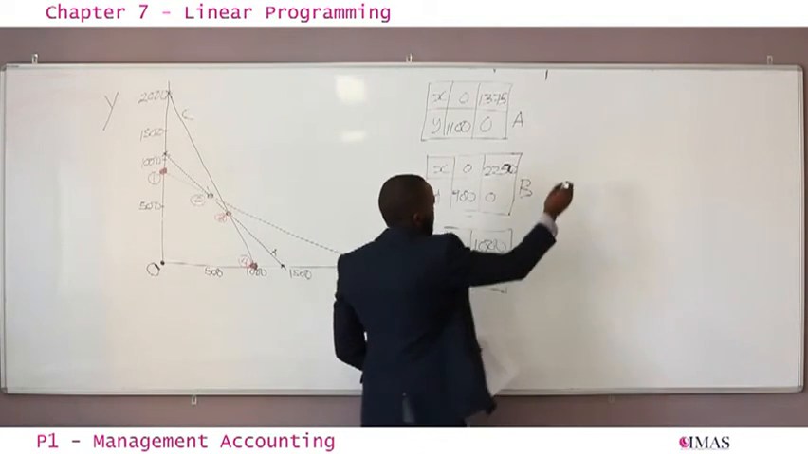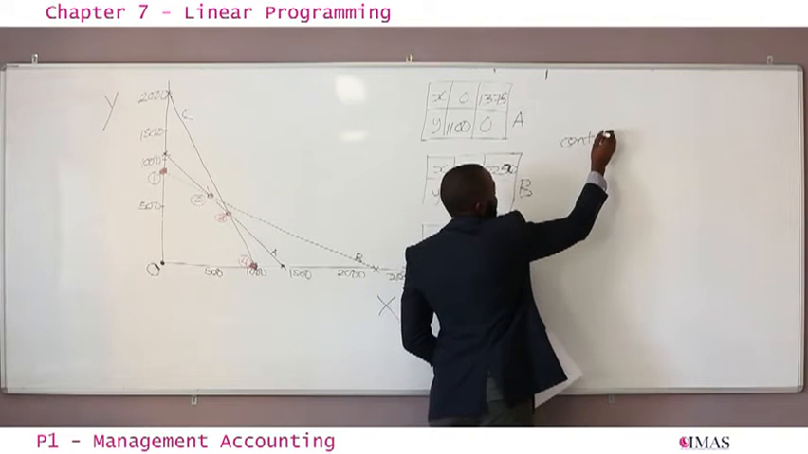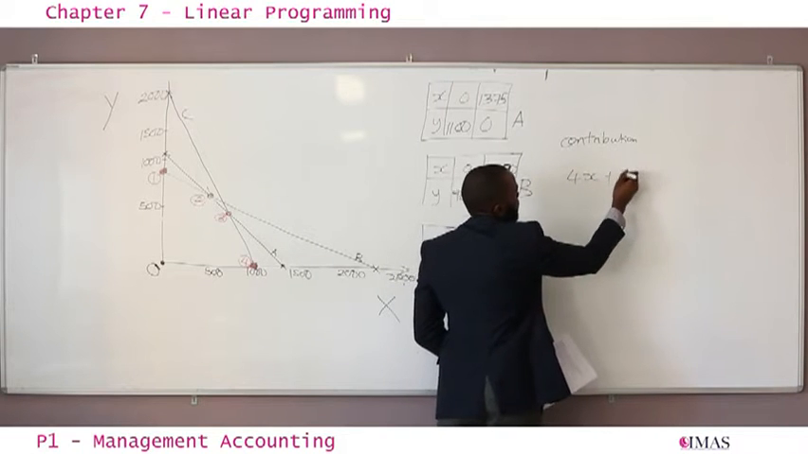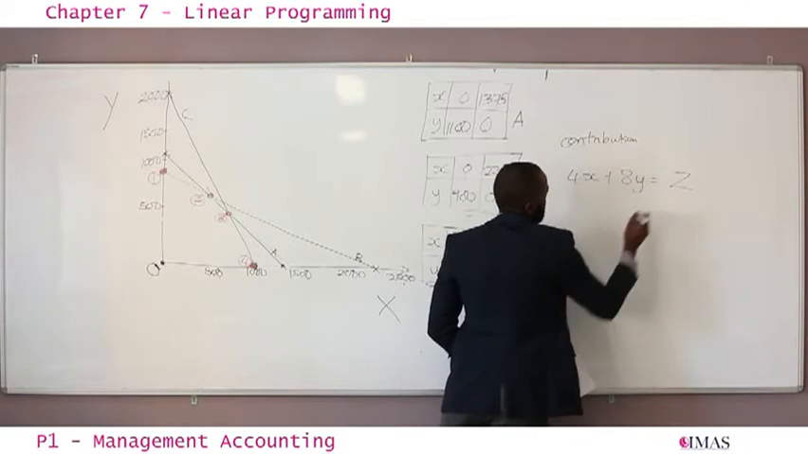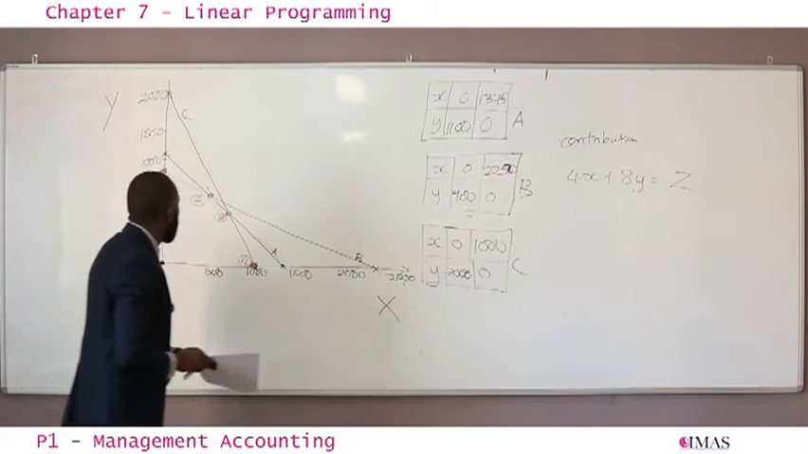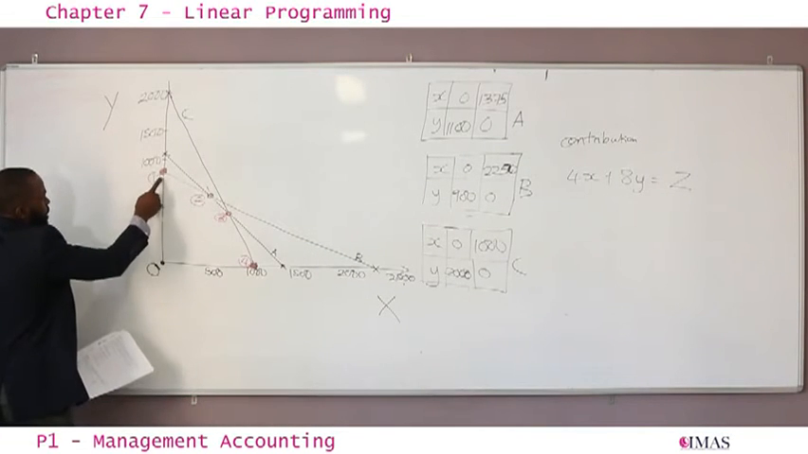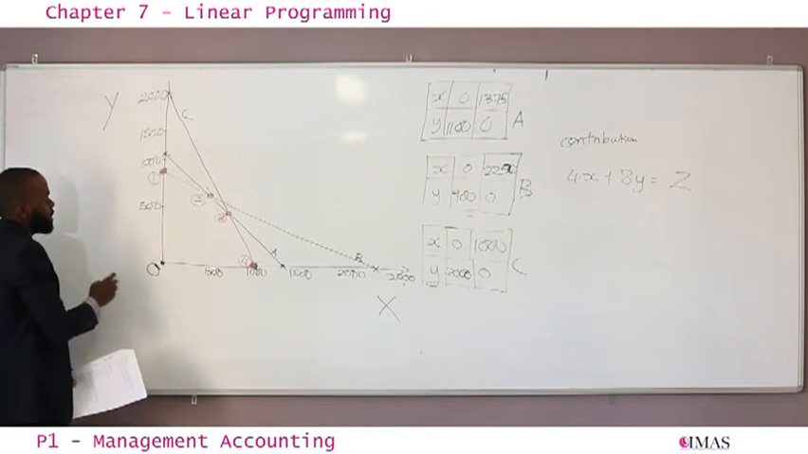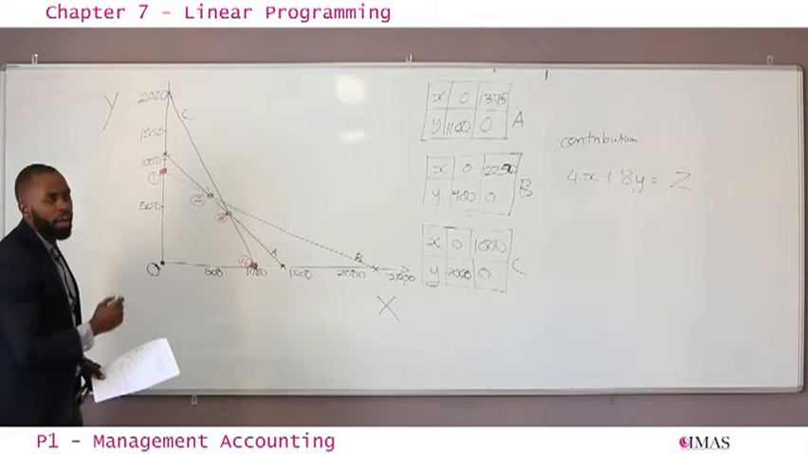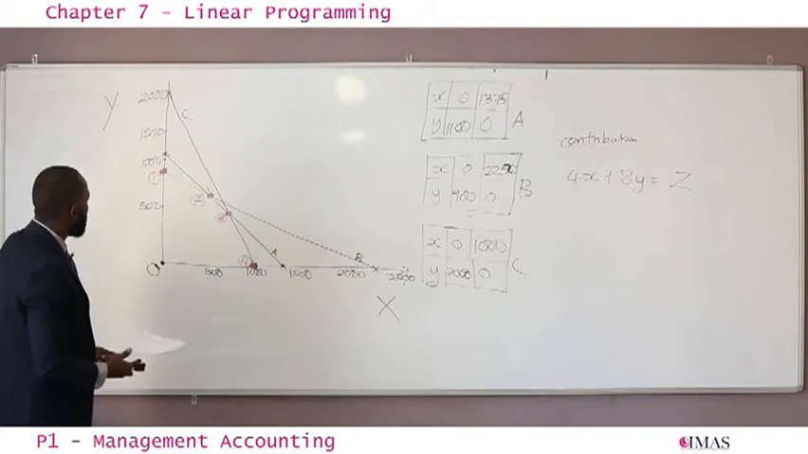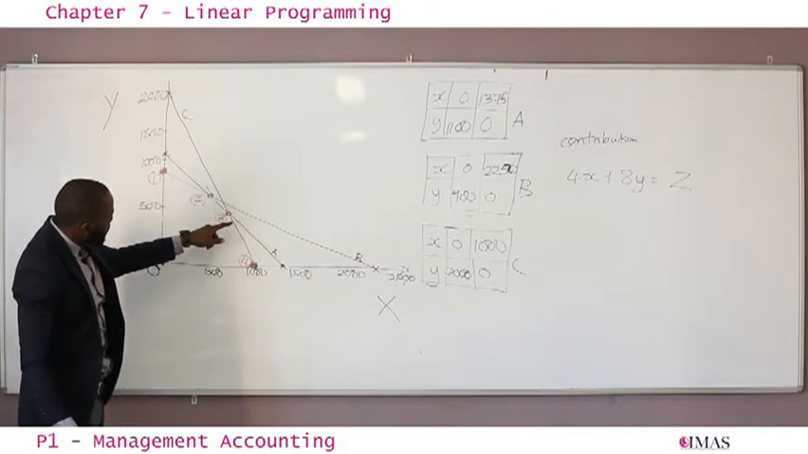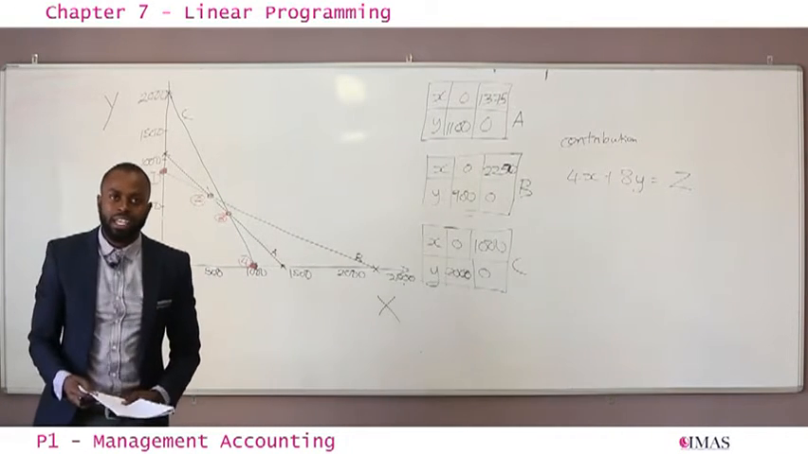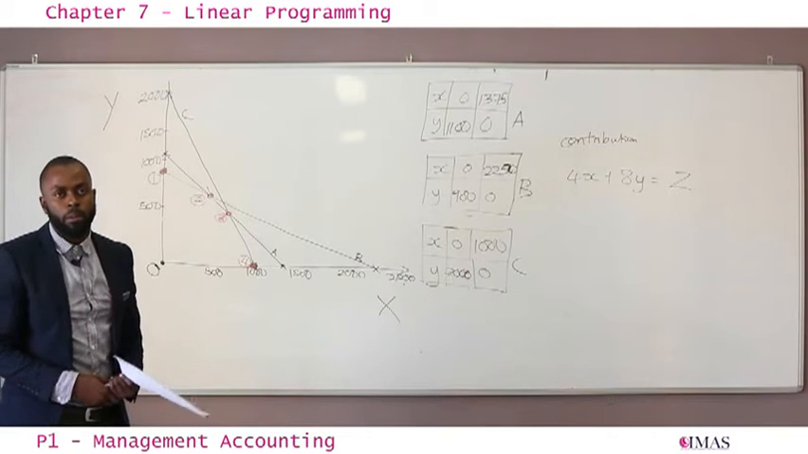Remember our contribution line? When we said our objective is to maximize contribution, our objective line was 4x plus 8y is equal to z, because we didn't know the contribution yet. So we're saying point 1 here is a possibility. So what we can do is put 0 and 900, so we put 0 on the x, we put 900 on the y. We find the contribution. We do the same thing for point 2, point 3, and point 4. Then we choose the point that has the highest contribution. That will be our optimum point.